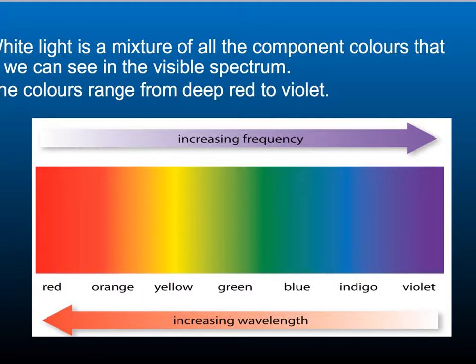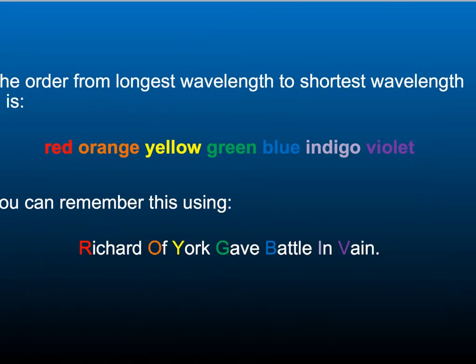White light is a mixture of all the component colours that we can see in the visible spectrum. The colours range from red to violet. The red light has got the lowest frequency but the biggest wavelength, and the violet light has got the highest frequency and the shortest wavelength.